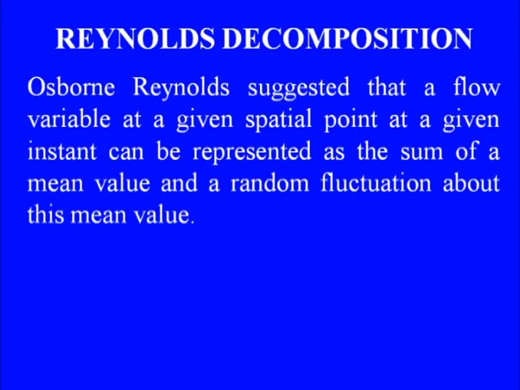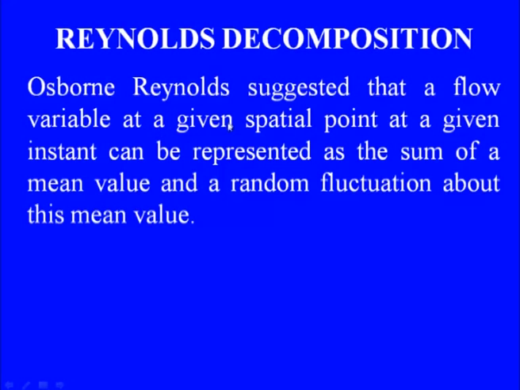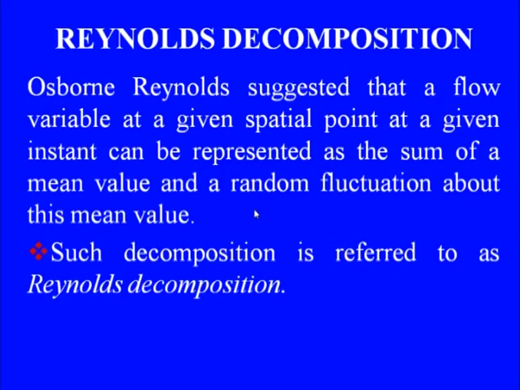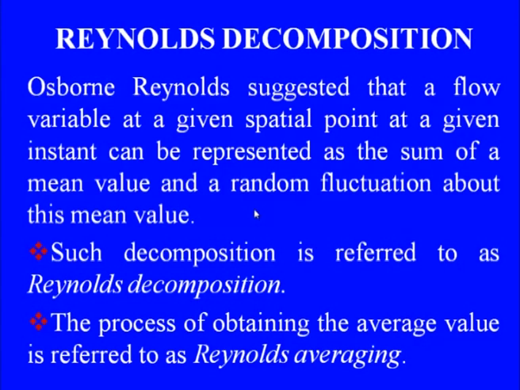Now, we will introduce one particular terminology before we finish today, which relates to our Reynolds averaged Navier-Stokes simulations. This is what we call Reynolds decomposition. Osborne Reynolds suggested that a flow variable at a given spatial point at a given instant can be represented as the sum of a mean value and a random fluctuation about this mean value, and this decomposition is referred to as Reynolds decomposition, and the process of obtaining the average value which is used in this decomposition is referred to as Reynolds averaging.